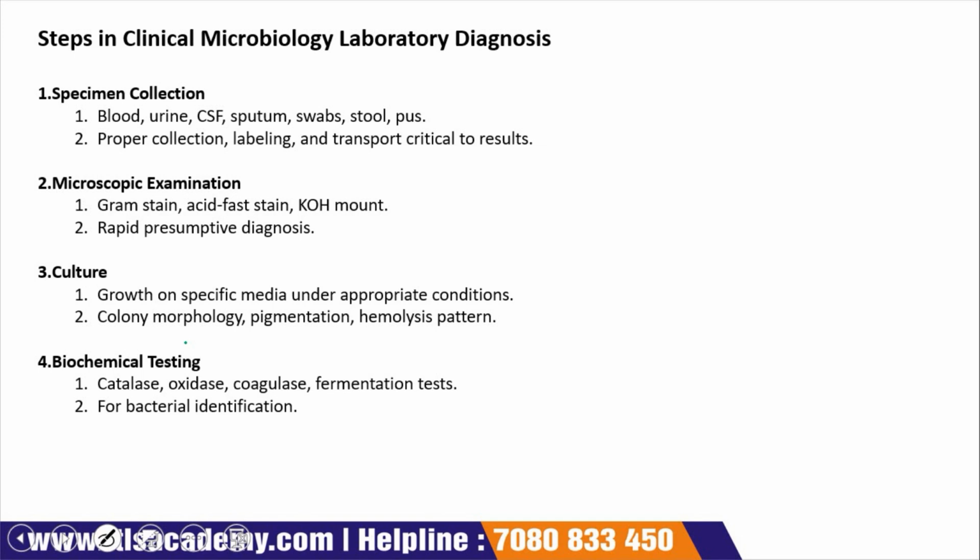Now we understand the step-by-step process of the clinical microbiology lab. First, specimen collection. This specimen may be urine, blood, or others. Proper labeling and transport. Then microscopic examination: Gram staining, acid fast staining or KOH staining. Culturing, where we use a specific media for the appropriate condition, looking at colony morphology, pigmentation and hemolysis pattern. Then biochemical testing like catalase, oxidase, coagulase, and fermentation tests. And finally, we identify our bacteria.